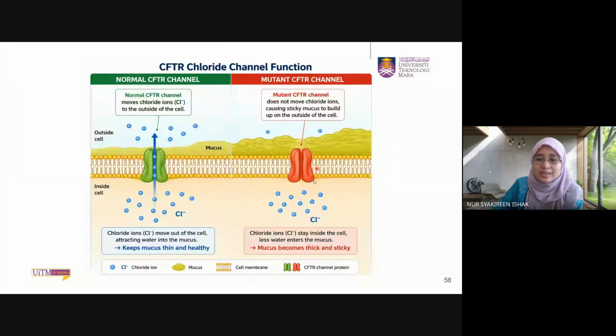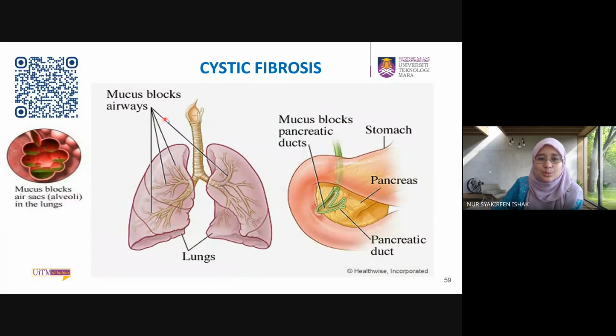But if there's a mutation to the channel, the mutant channel does not move chloride ion, causing sticky mucus to build up outside of the cell. So chloride ion stays inside the cell, less water enters the mucus, and it becomes thick and sticky. So this is another diagram.